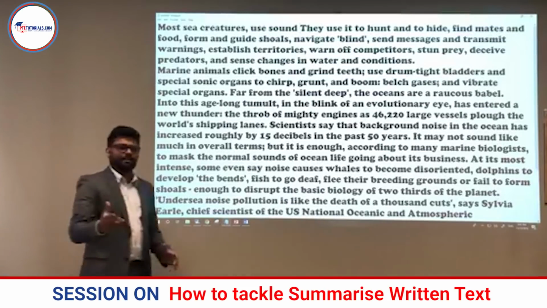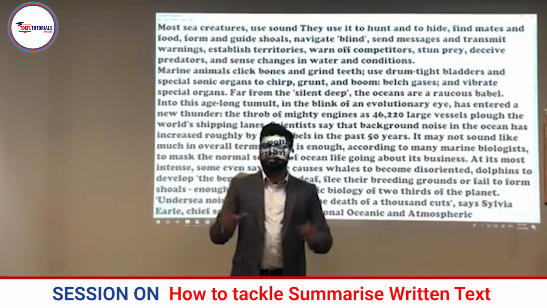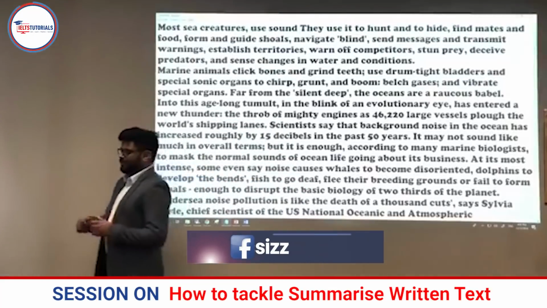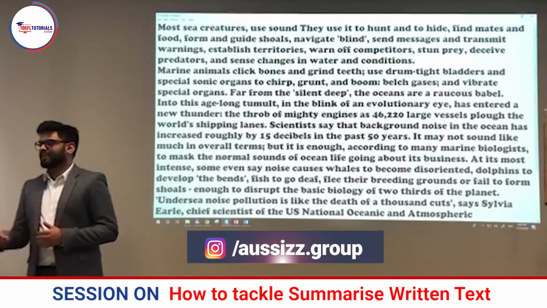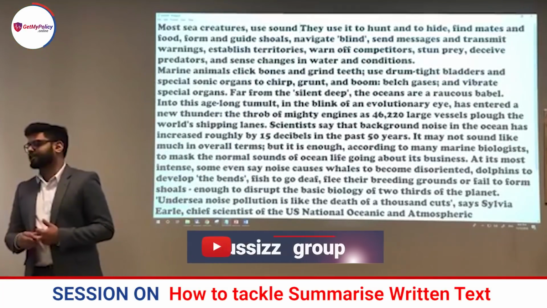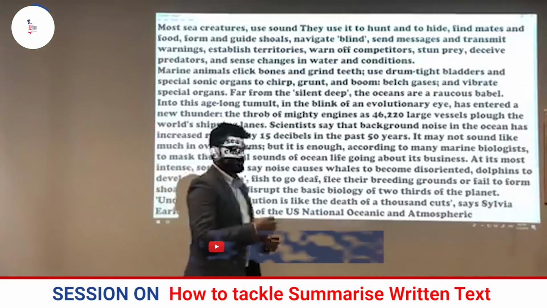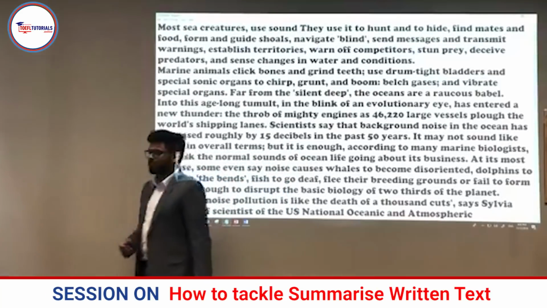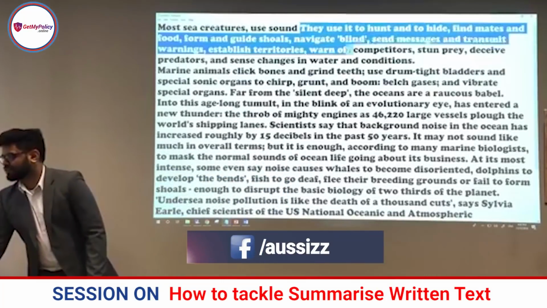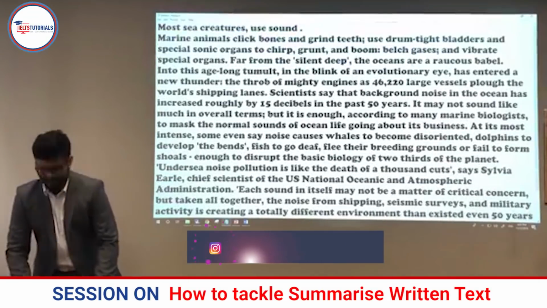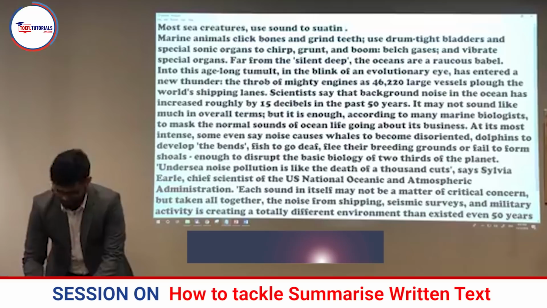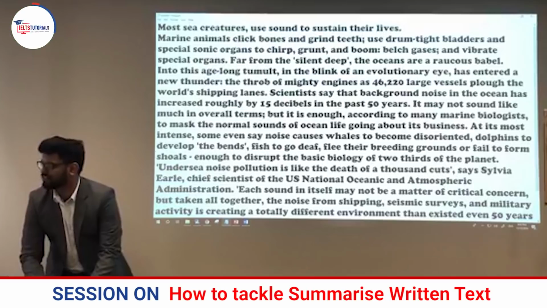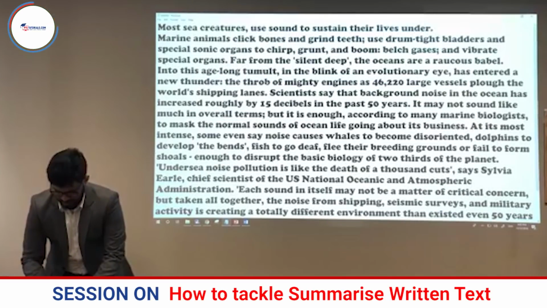because you don't need to list it as shrimps or sharks, because the words sea creatures sum up the whole categories of sea creatures that they are. Now the different functions: they use it to hunt and hide, find mates and food, form and guide shoals, navigate blind. Now what I can infer from this is that they use sound to live under the ocean. So that's what I'm going to do. Alright, so I'm going to erase the whole chunk and just write to sustain their lives under sea.